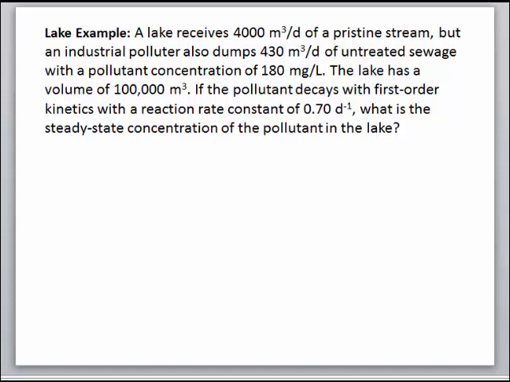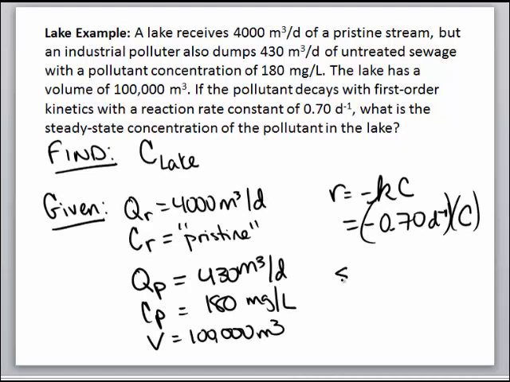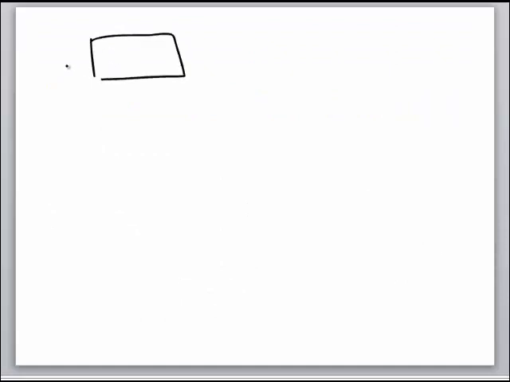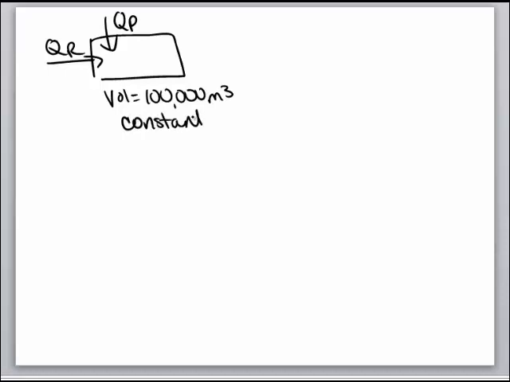Okay, so I'm going to set this problem up the way I'm asking you to do in your homework. And it says that steady state can be assumed. Okay, in this problem we have a lake, we have a river entering the lake, and we have a polluter dumping into the lake. The problem statement said that the volume was equal to 100,000 meters cubed. I'm going to assume that that remains constant, and for that to remain constant there has to be a flow rate leaving the lake that is equal to the two inputs, so QR plus QP.